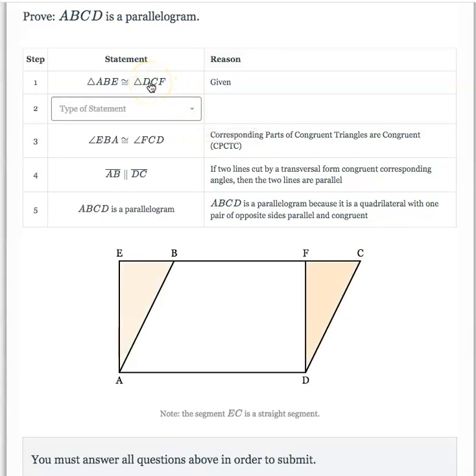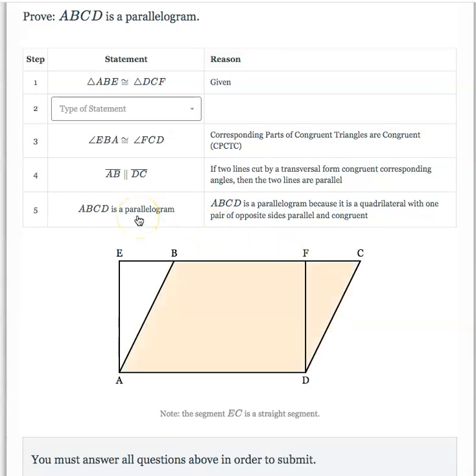Okay? Two triangles congruent. By corresponding parts of congruent triangles, we show that these two vertices here are congruent to each other. Next, the statement is that AB is parallel to DC because we have this transversal here from E to C. We have two angles that are congruent, and those are corresponding angles to these two sides, so therefore these two sides are congruent.